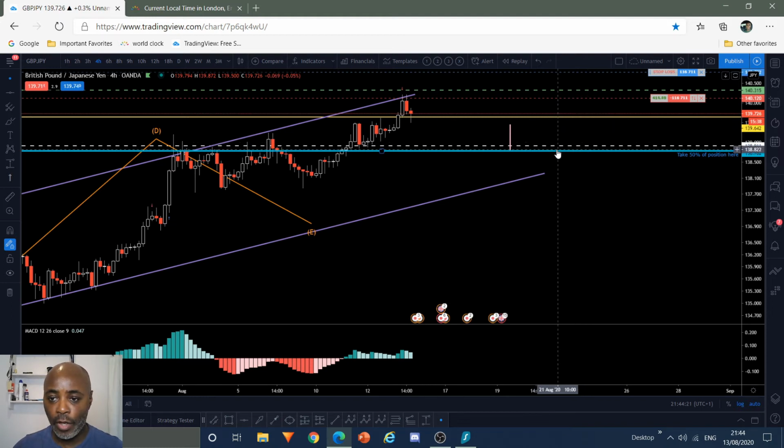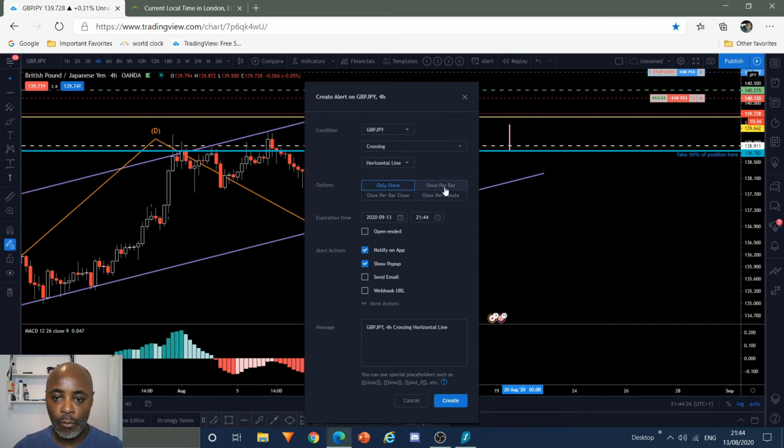So what I then do is set myself a little alert here, once per bar, and I like to do cross down, and I like to say take off half of position. Oops, typing's not looking too good. One moment there. Take off half of position. Spelling is all over the place. It's been a long day.